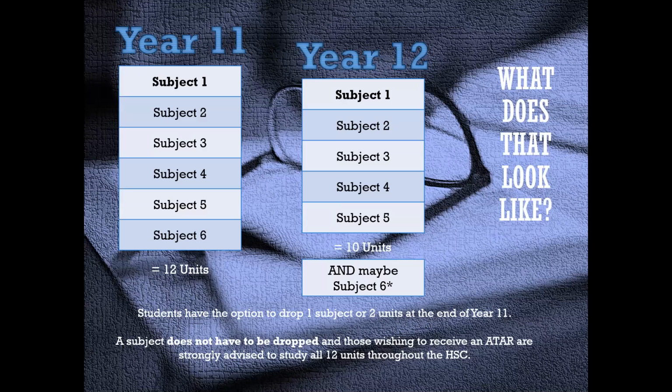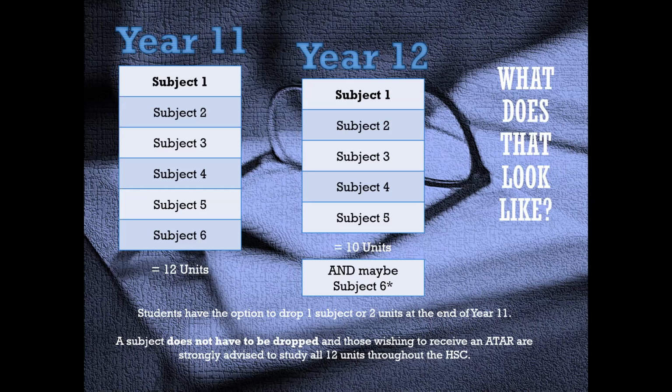So, what in fact does this look like? Subjects other than extension courses are generally worth 2 units. This means that on average, students in Year 11 will study a minimum of 6 subjects, including the 2 units of English. Students will then have the option from the commencement of Year 12 to drop 1 subject or 2 units to meet the minimum of 10 unit requirements.